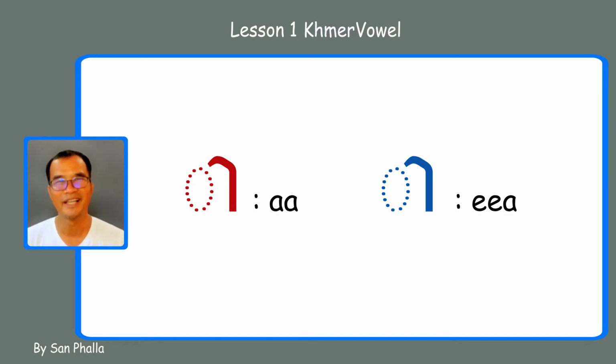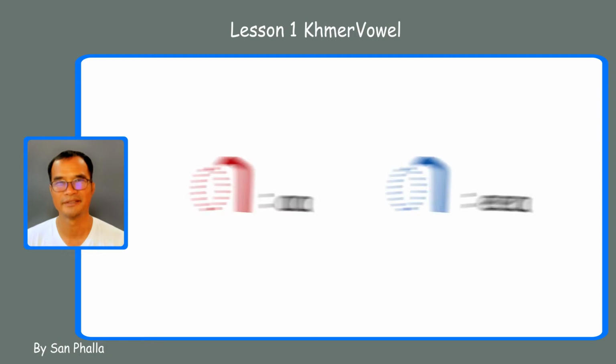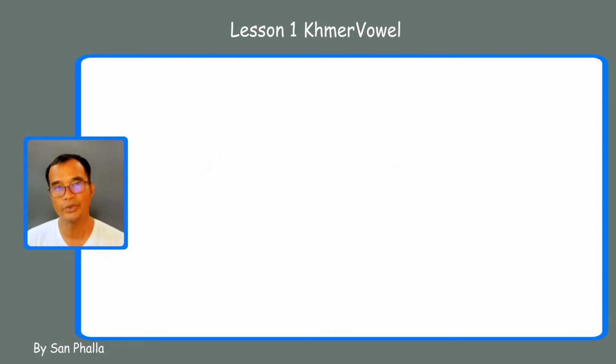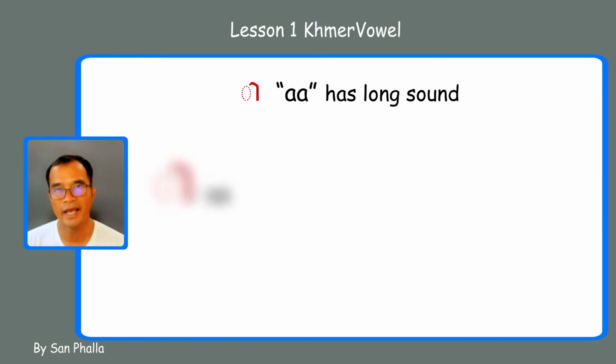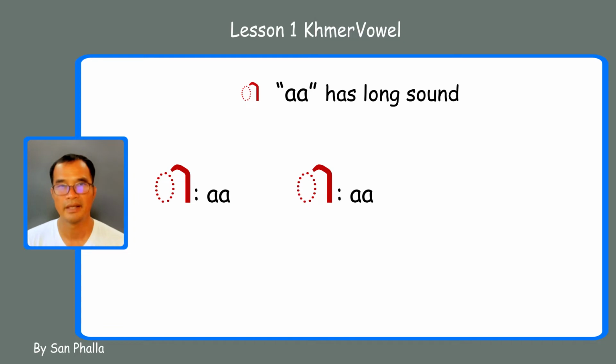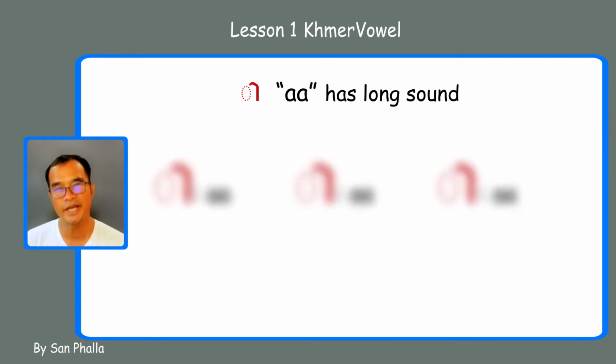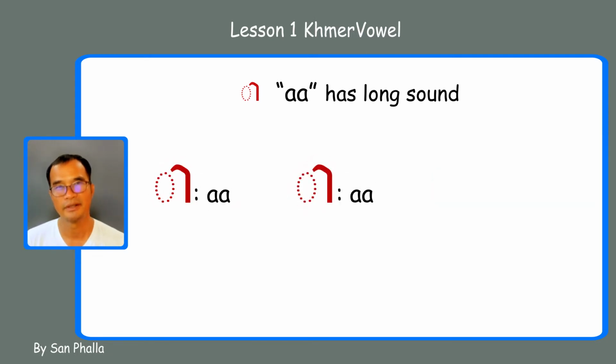Enough talking, let's start the lesson. The first vowel you learn today is Sera. Sera has a long sound. Repeat after me. Sera. Good. And now practice saying it 3 times. Good. Here are some examples.